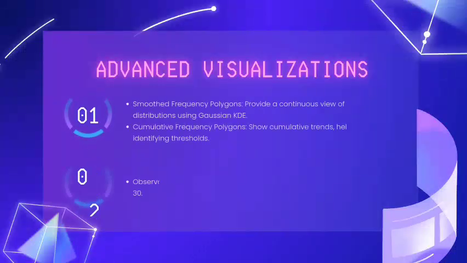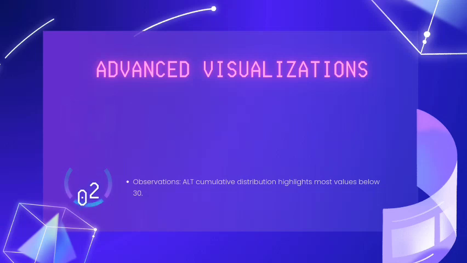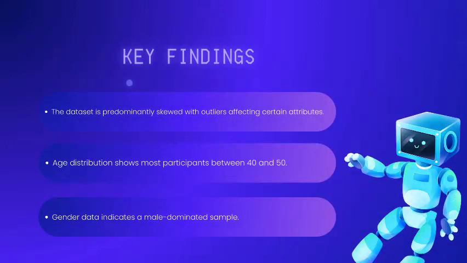Now moving forward to advanced visualization. We employed advanced techniques like smoothed and cumulative frequency polygons. Smoothed frequency polygons provided a continuous distribution view, while cumulative polygons highlighted trends such as concentration of ALT values below 30. Now moving forward to key findings.